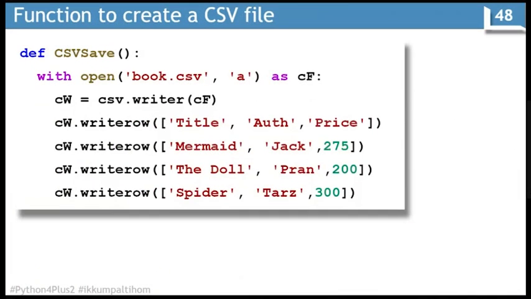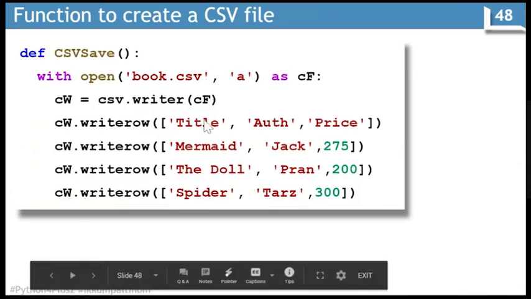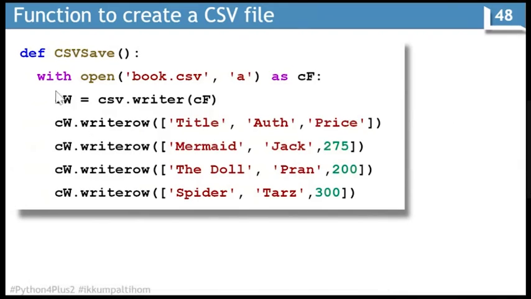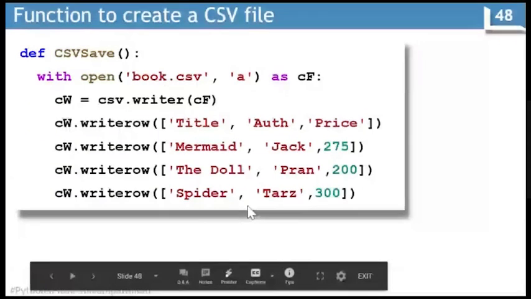So this is another example which you can see. We have opened a book.csv CSV file in append mode, and we have an object. You can see here we are not specifying the delimiter. So cw is the object. In cw object, we are adding title, author, and price. This particular row will become the title row. And then in the content, we are writing mermaid, the doll, and spider. So these are the three rows getting added in CSV file.